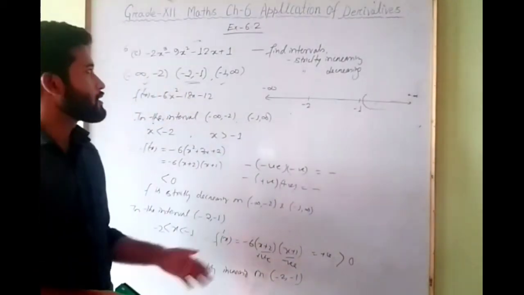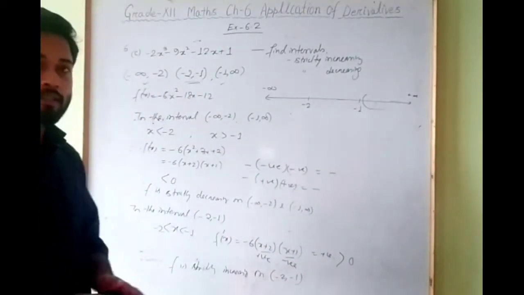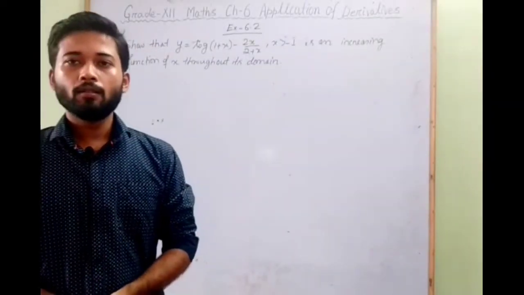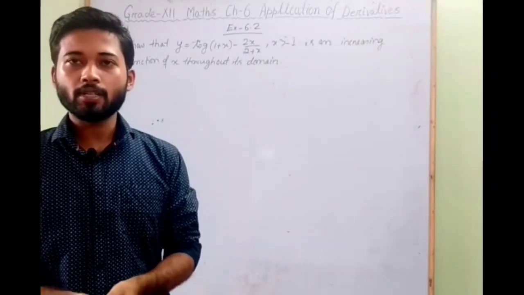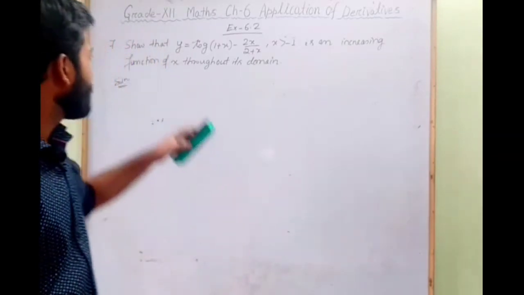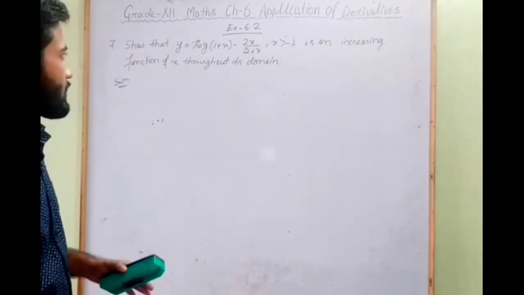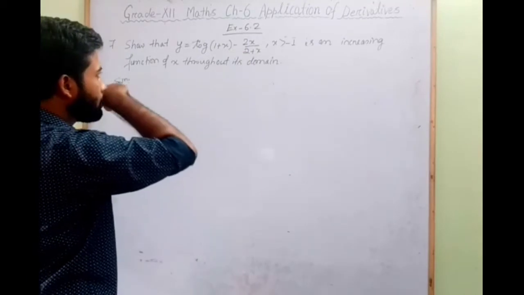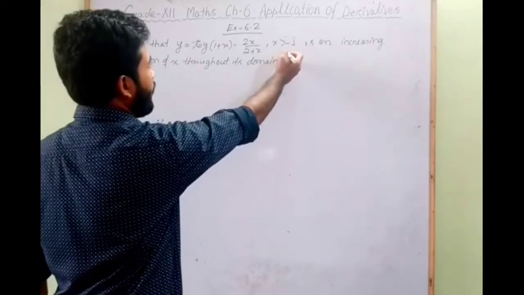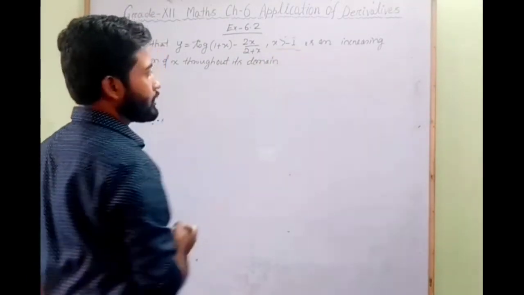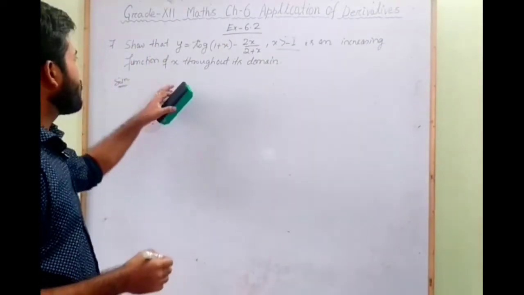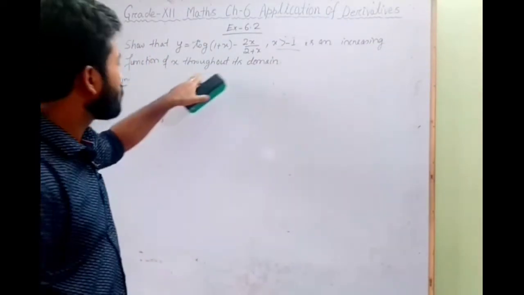Fine. So this is how we find the intervals. And next let us proceed to another problem. So now let us see another problem, that is question number 7. Here they have given a function y is equal to log of 1 plus x minus twice x by 2 plus x, and x is greater than minus 1. So we need to show that this function is increasing throughout its domain.